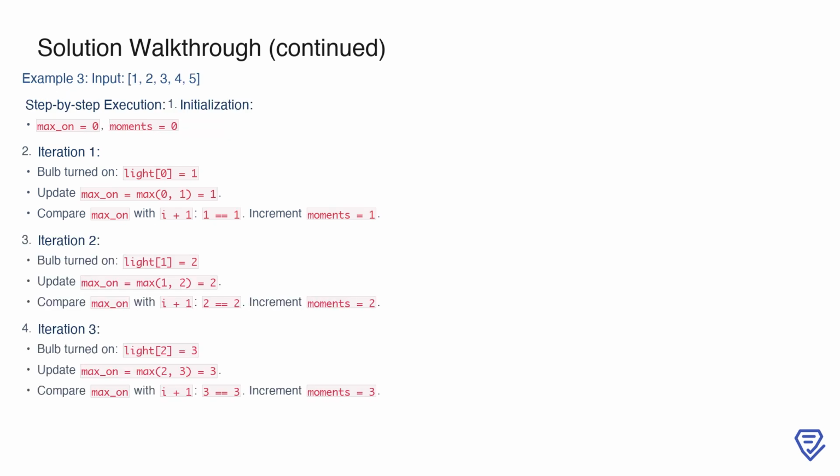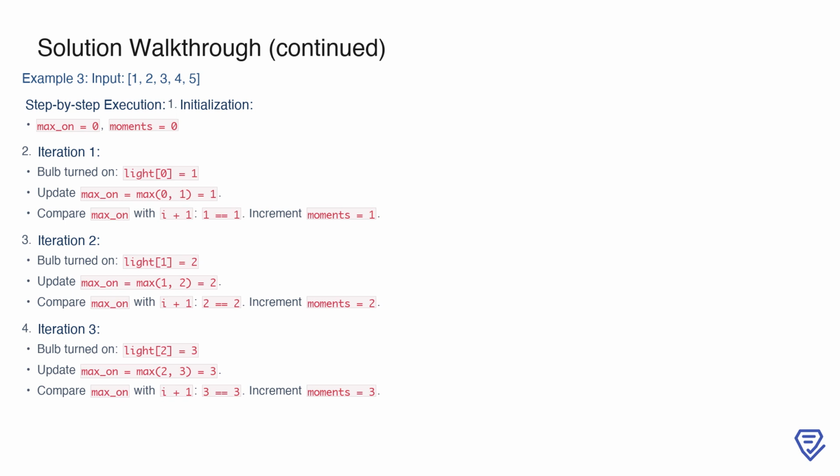Now, for the third example, the input is 1, 2, 3, 4, 5, which represents bulbs being turned on in perfect sequential order. Starting with max_on at 0 and moments at 0, we turn on bulb 1 in the first iteration. Max_on becomes 1, and it equals i+1, which is 1. Since all bulbs up to this point are blue, we increment moments to 1.